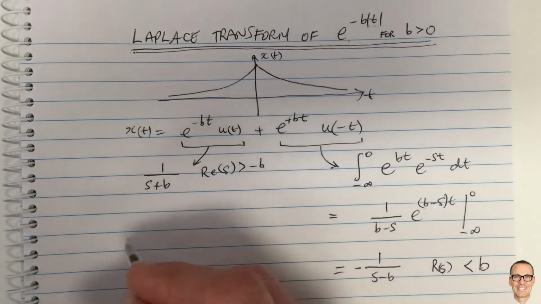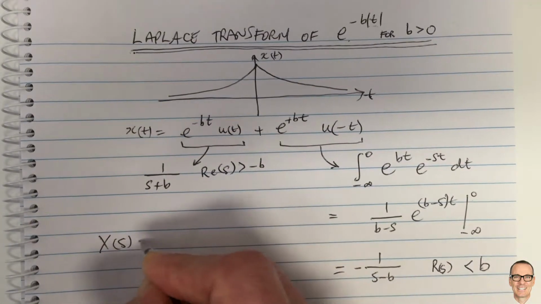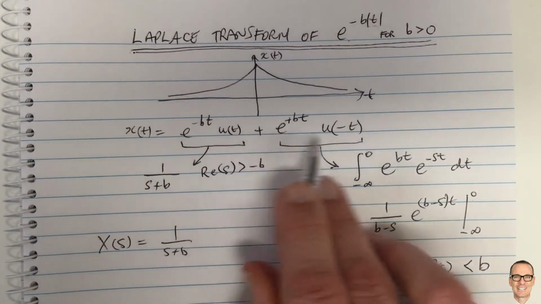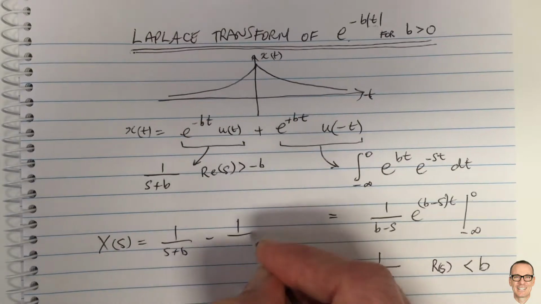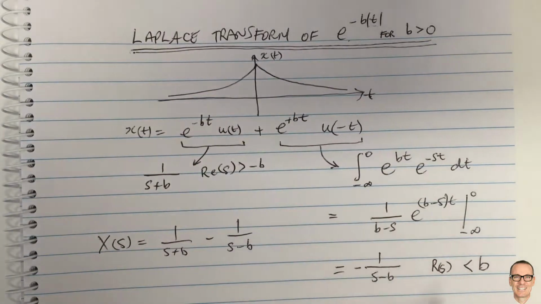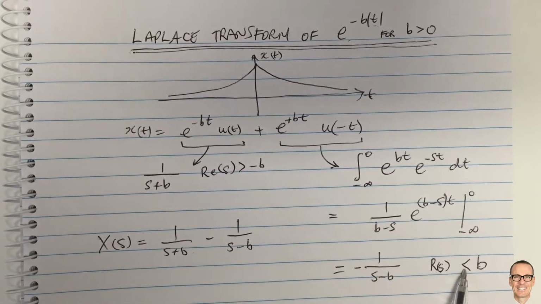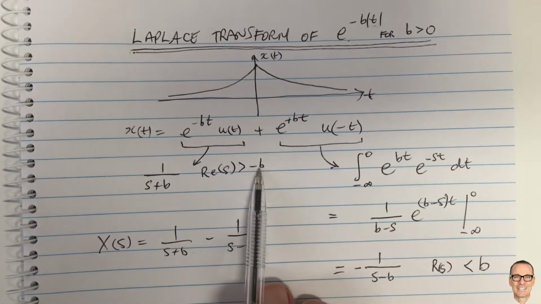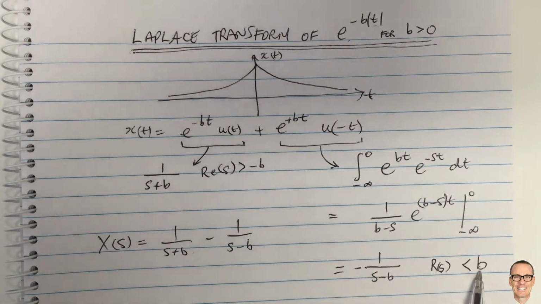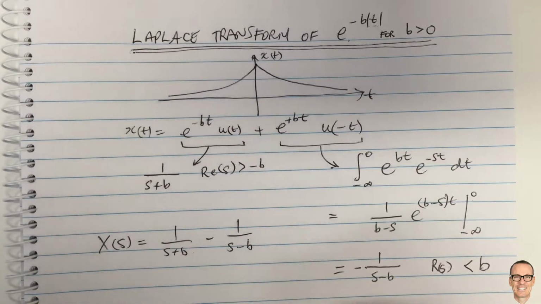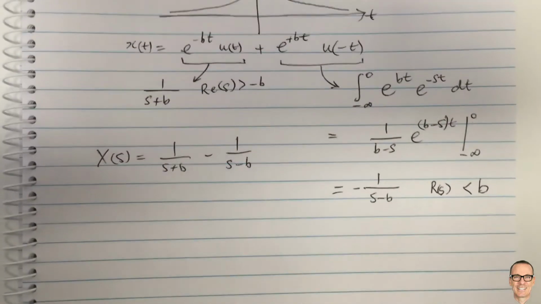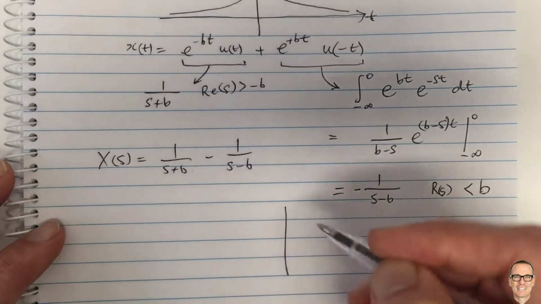Okay, so this means our overall function X(s) equals 1 divided by (s plus b), plus this term here, which is minus 1 divided by (s minus b), and it only holds together when both of these regions of convergence are satisfied. So this says that the real part of s has to be bigger than minus b, and this says the real part of s has to be less than b. So this region of convergence is in the middle.